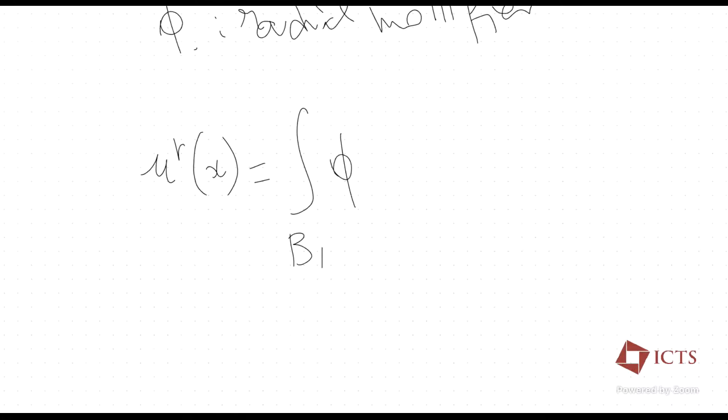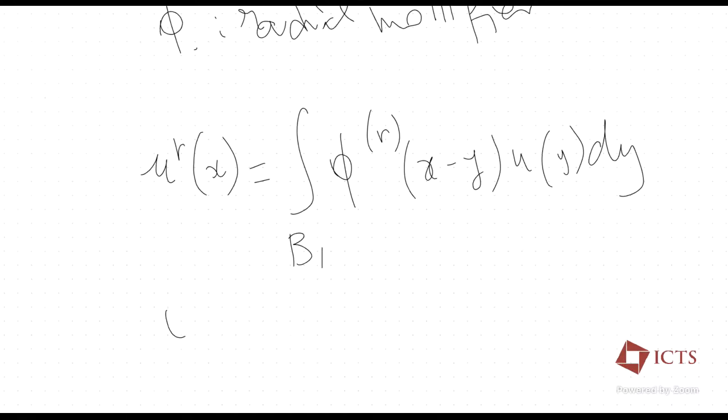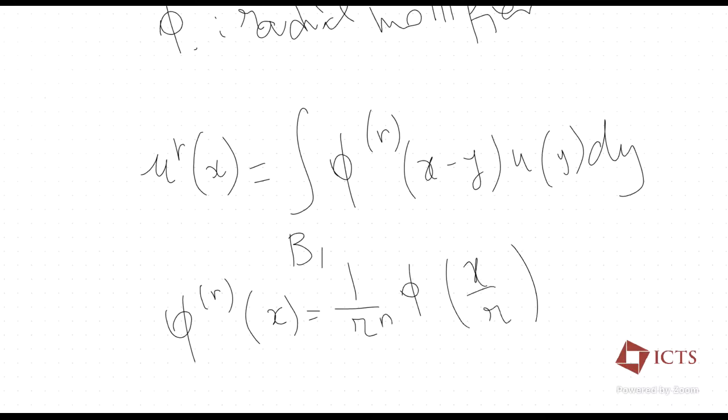I will explain what it is, but you do some sort of convolution. So phi_r will be just the rescaled modifier, 1 over r to the n, phi of x over r. So this way you build a smooth function.